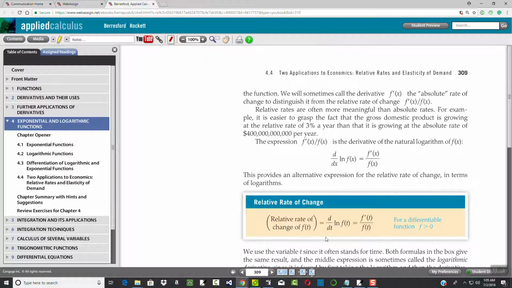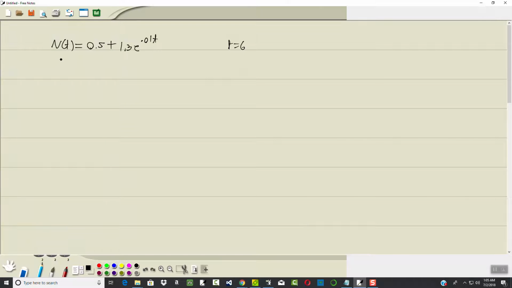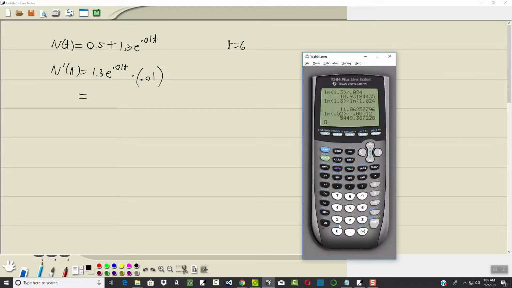Now our formula for relative rate of change is f prime over f. So if this is f, we need the derivative. 0.5 drops away. We got 1.3 e to any power, the derivative of it is e to any power, times the derivative of the power, times 0.01. And 1.3 times 0.01.